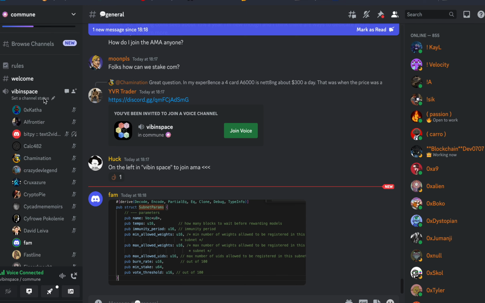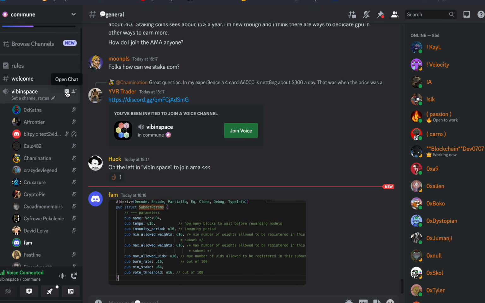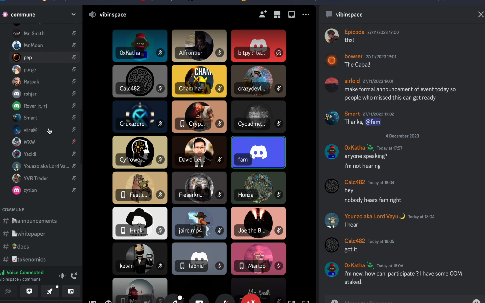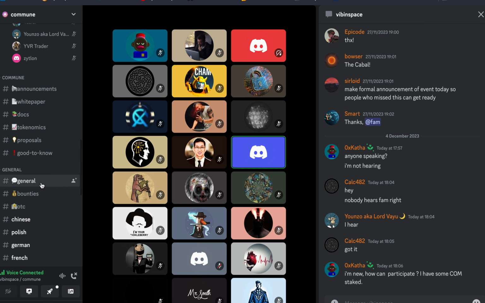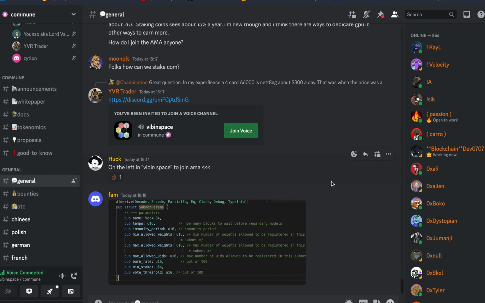But yeah, the subnet parameters are just the parameters of the subnet that you're in. Tempo is how many blocks we wait before we start recalculating the votes. The immunity period is how long you stay before you can get kicked off. Minimum allowed weights is the minimum number of weights each module can set. Right now it's defaulted to one, so you can vote for as few as one module. And max allowed weights is obviously 820 or 840, I think.